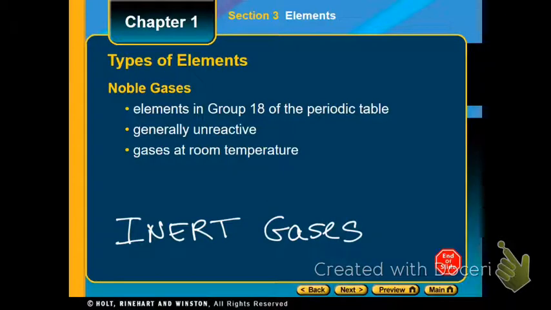But the first 3, helium, neon, and argon, are still considered to be unreactive, but the rest of them, they have found a couple other elements in general that they will react with, your krypton, xenon, and radon. And if you have element 118, I'm sure it does too. That is it for section 3.